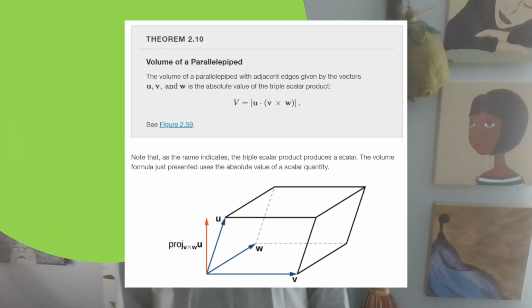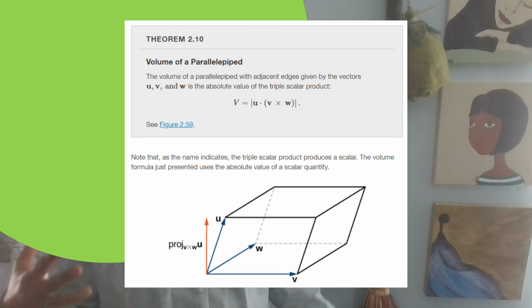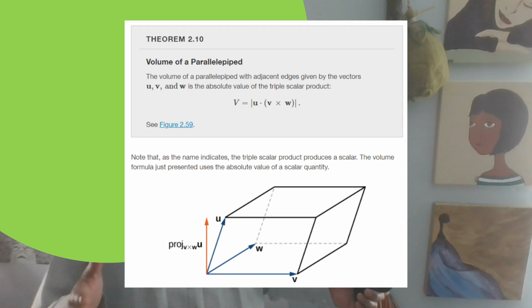Another interesting fact is that if you imagine a three-dimensional parallelogram, well, it's going to be a solid, so it'll have parallel faces instead of just parallel sides. We have what's called a parallelepiped. And it turns out that the volume of the parallelepiped is exactly the triple product.